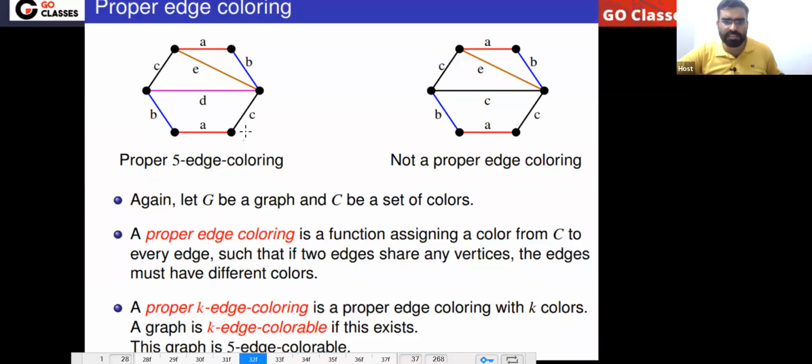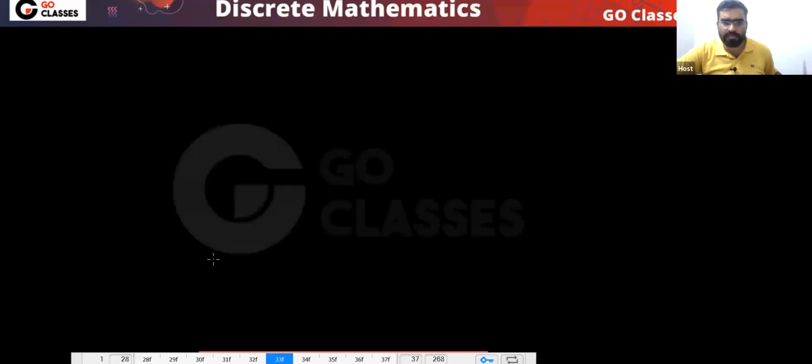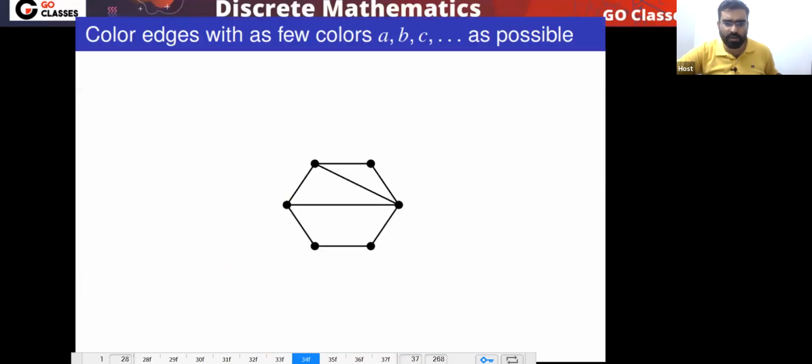What is the chromatic number of this graph? So remember edge coloring. Edge coloring means don't give the same color to adjacent edges. So that is the idea of edge coloring. So tell me, what is the edge coloring number of this graph? Zeta dash of this graph.